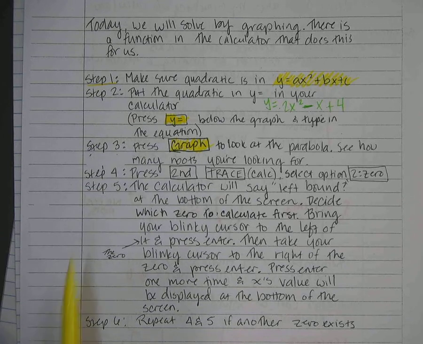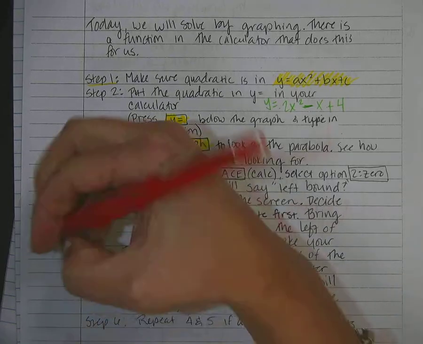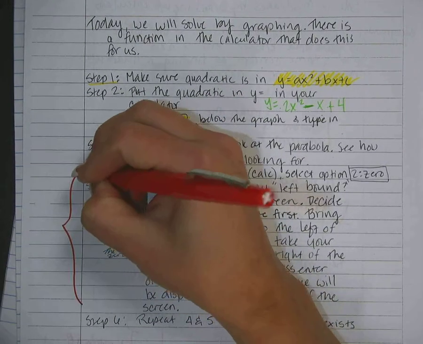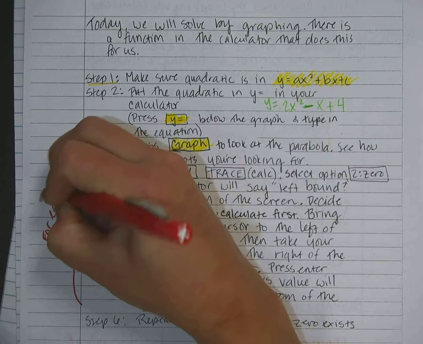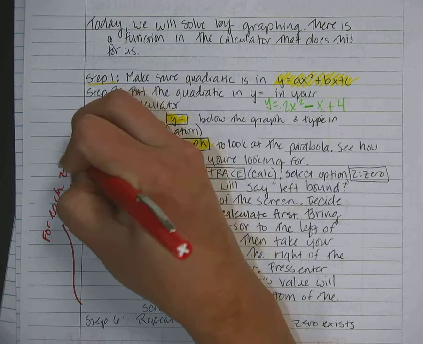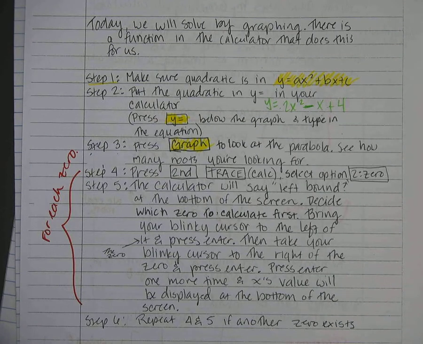Now, this process, steps 4 through 6, needs to be repeated for every 0, okay? So you have to do this for each 0. So you may have to do this up to 2 times. Okay, but you can't do it just once if you have 2 zeros.